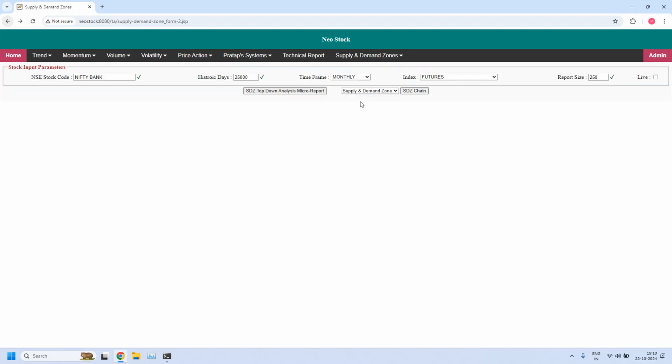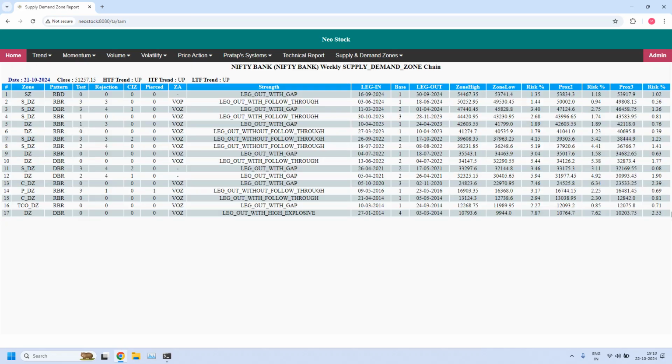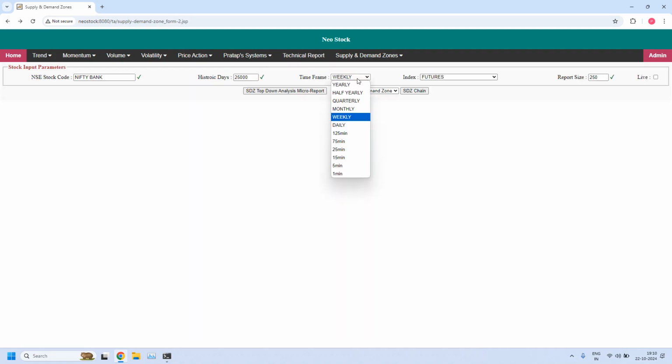Next time frame is weekly, generating weekly supply demand zone chain for BANKNIFTY. Next time frame is daily, generating daily supply demand zone chain for Bank Nifty.